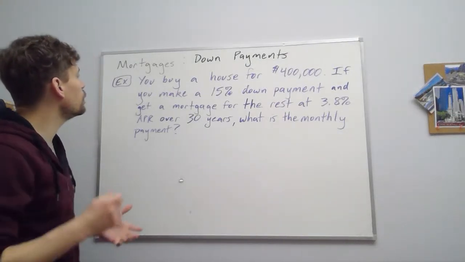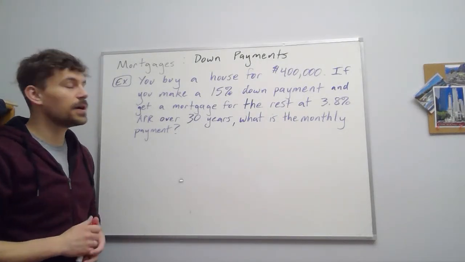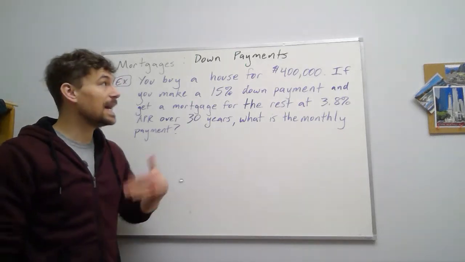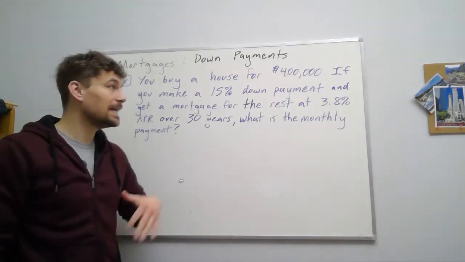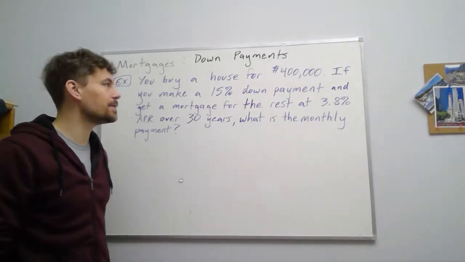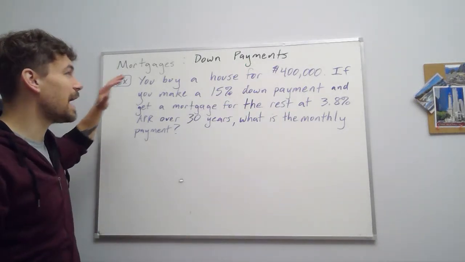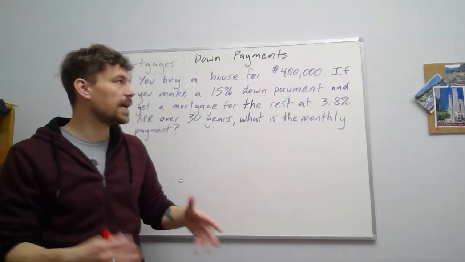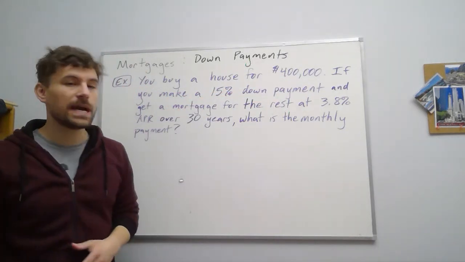Okay, so when you're getting a house, oftentimes you put down money at the beginning. That's called a down payment. And then you're going to finance the rest, so you're going to get a loan for the rest called a mortgage. So let's look at a scenario where the number that you settle on when you're buying that house is $400,000.